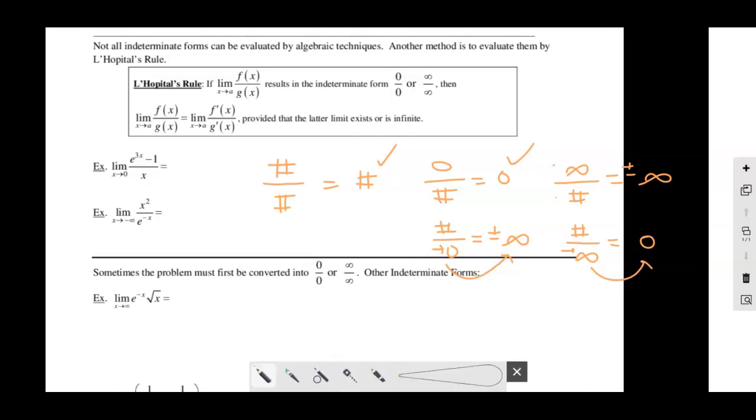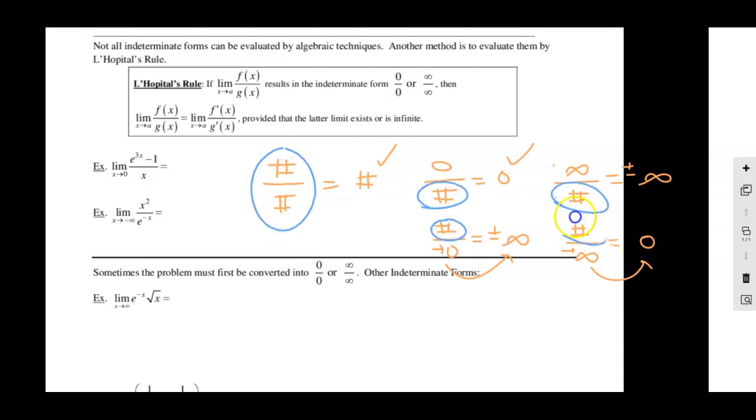But as long as one of the layers is a number, if they're both numbers, easy. If the bottom is a number, easy. If the top is a number, easy. The issue is when we get zeros on both, or infinities on both. Those were the indeterminate forms. As long as one of the layers is a number, you get the answer. It's when they're both zeros or both infinities that they're indeterminate. That's when we could use L'Hopital's rule.